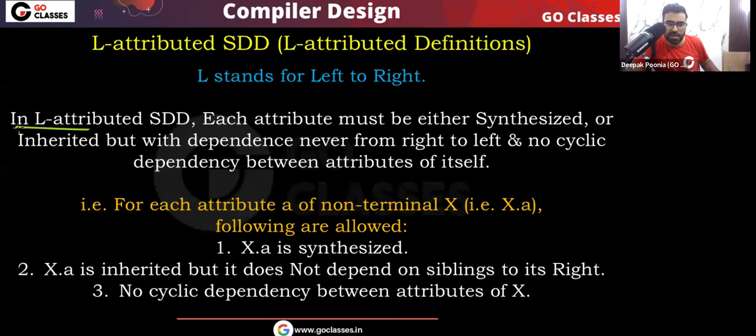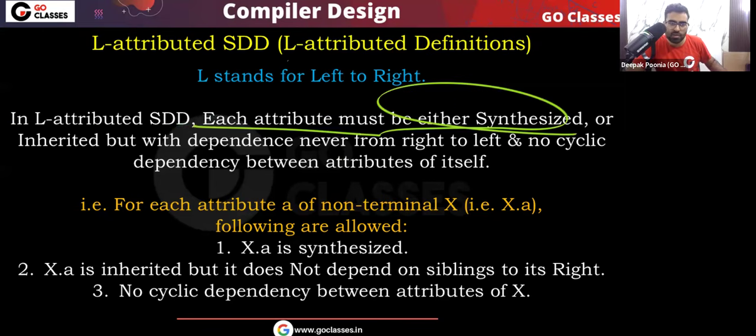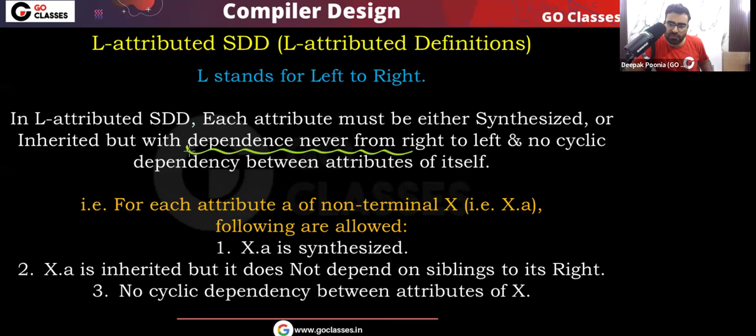Okay, so let's see this. In an L-attributed SDD, each attribute must either be synthesized. Synthesized attributes are allowed, very good, no problem. Or inherited, but there is a condition: those inherited attributes are allowed where the dependency is never from right to left, meaning you are never dependent on a right sibling. To compute your attribute, you are never using attributes of right siblings. You can use attributes of left siblings, that's fine.